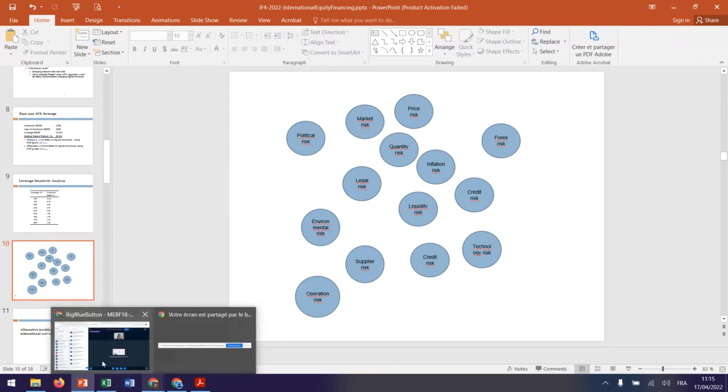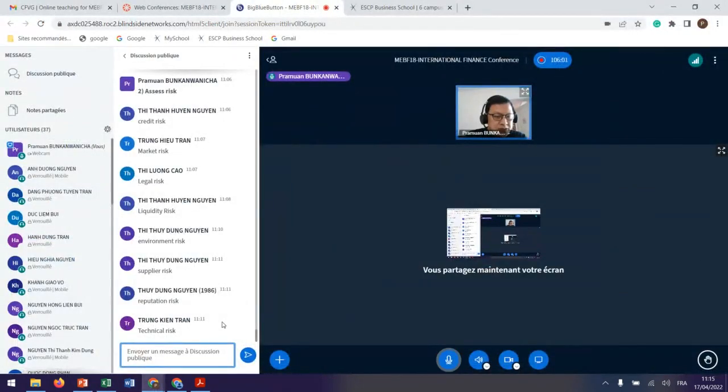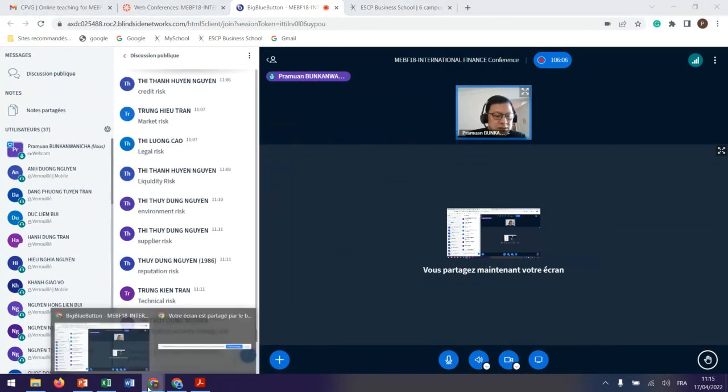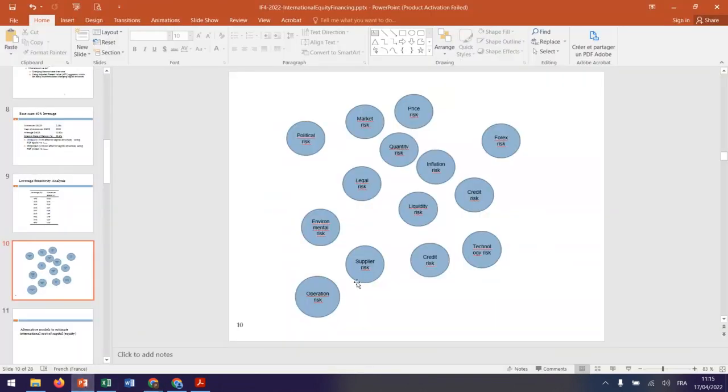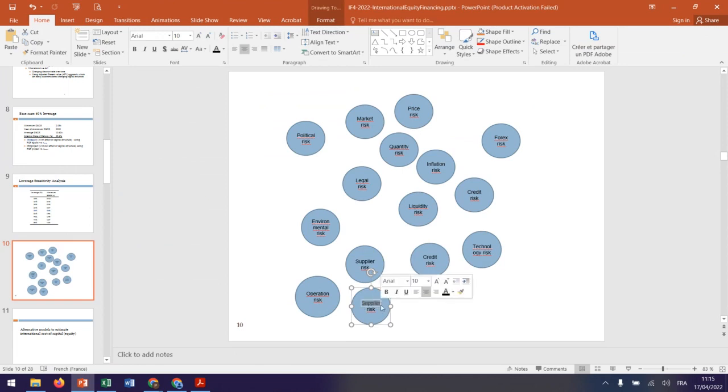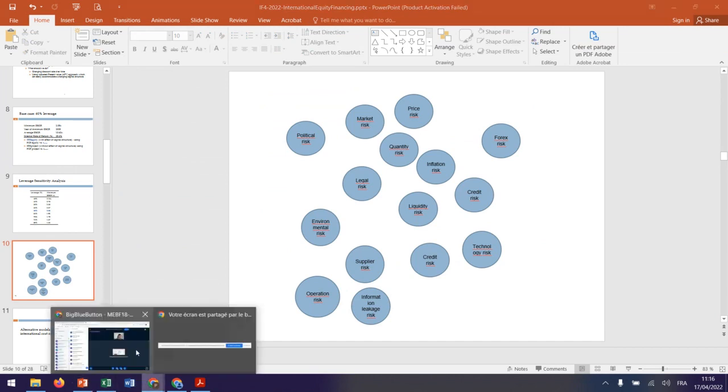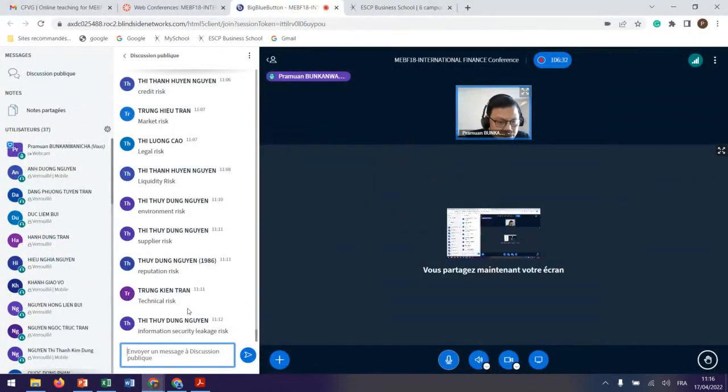What else? So technical risk, reputation risk, environment, information security leakage risk, information leakage, information risk, information leakage risk. What else? I see technical reputation risk.